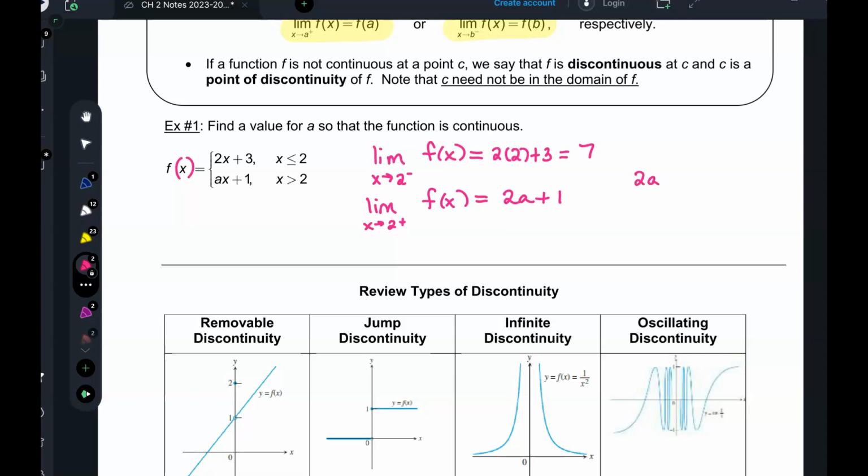Yep. Now, some of you might have just recognized, oh, okay, I know I have to make those equal to each other. I'm just making sure, like, why, right? It's because you want the left and the right to be equal. So what do we get for A? 3. Now, what about the actual value, just to confirm? What's f of 2 equal to? 7. So if A was equal to 3, now are these equal to each other? Yeah. Okay.